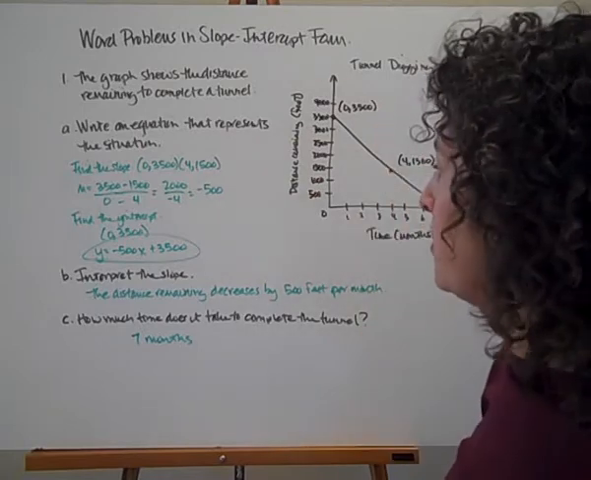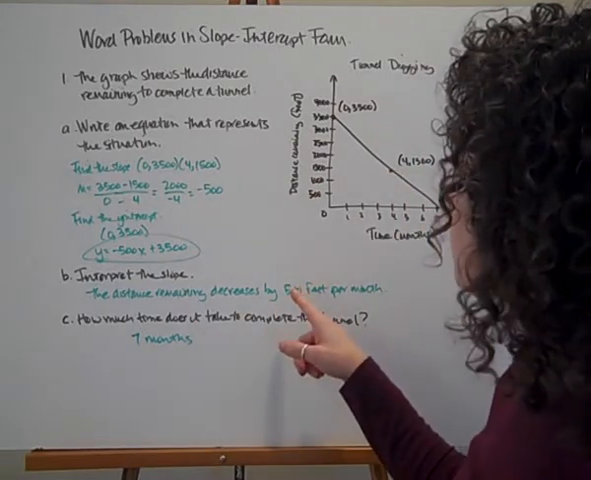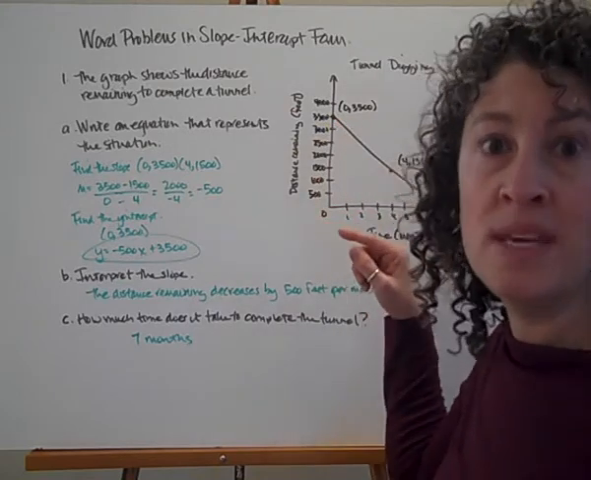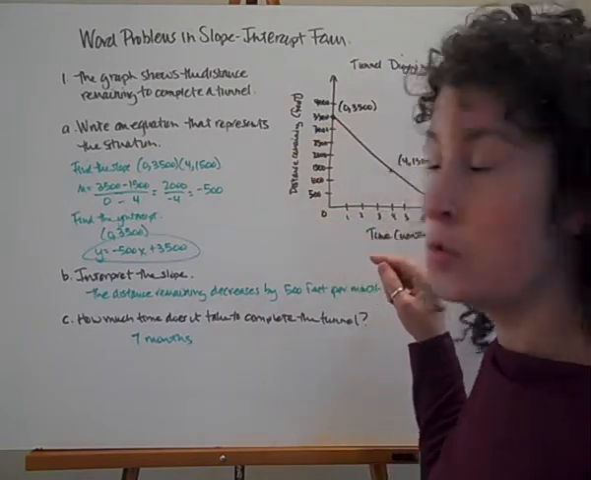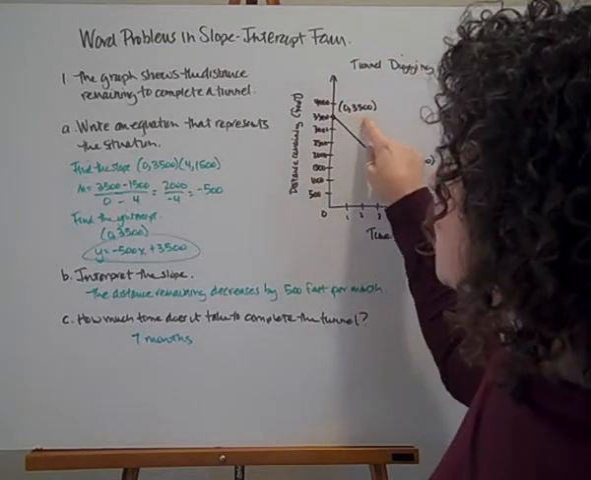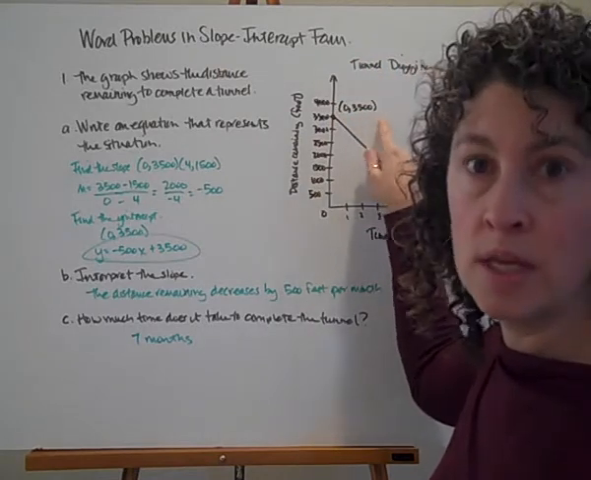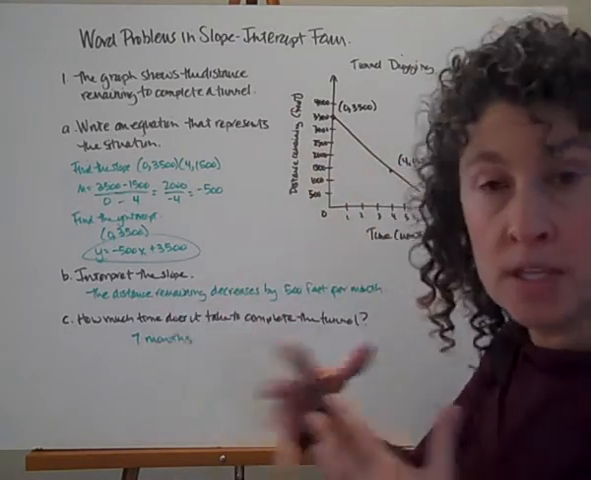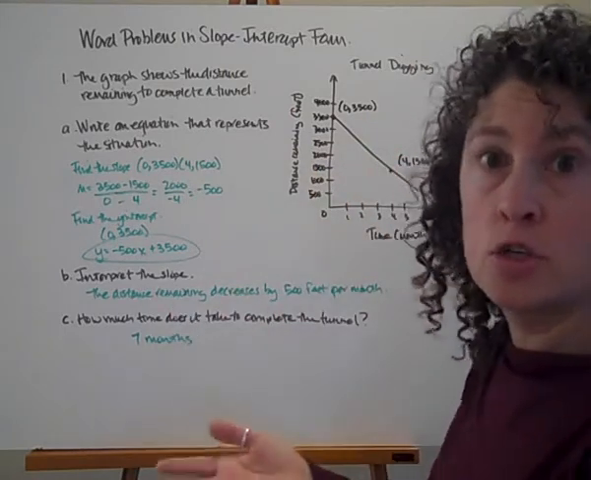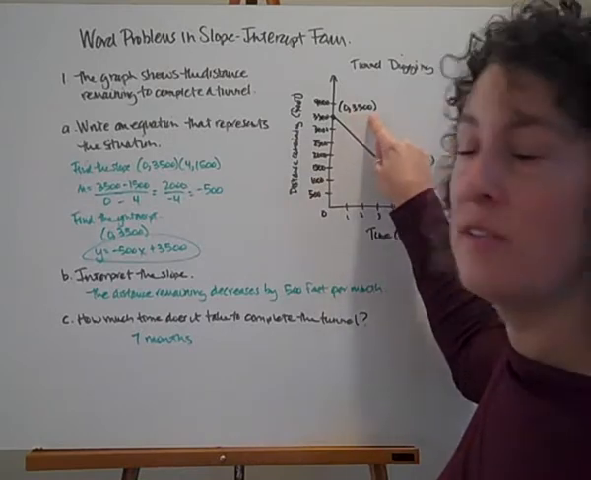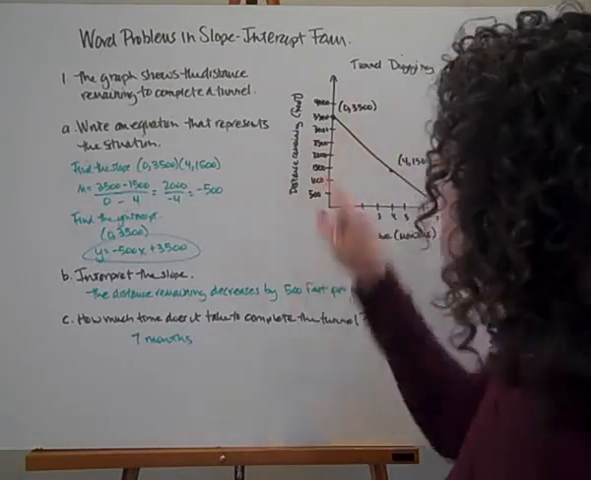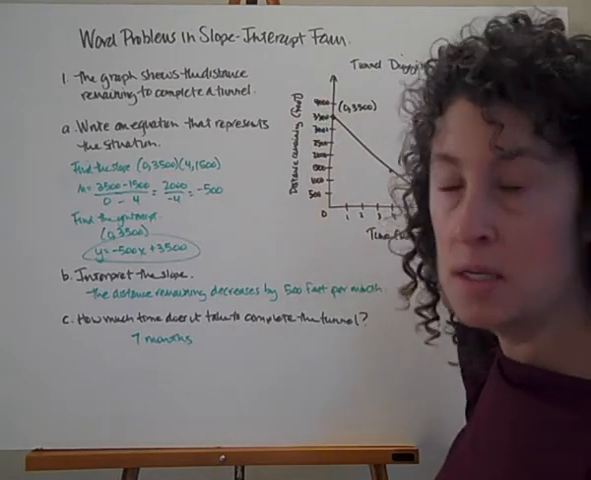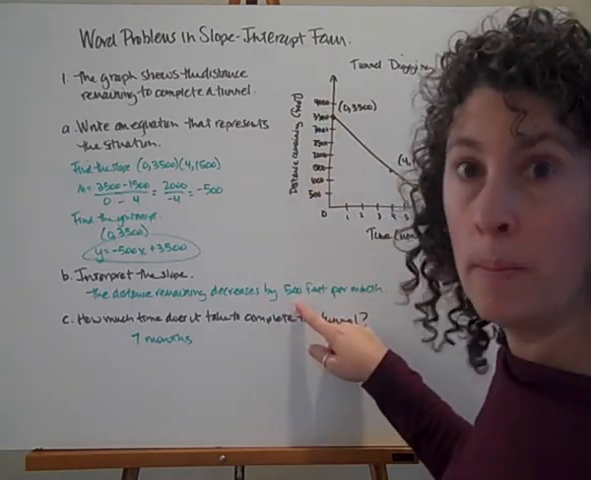Remember, our label on our rate is always y over x, just like our slope. So feet per month. If we talked about what our y-intercept means, remember our y-intercept always talks about the beginning, kind of the start of our story. So at the start of our story, this tunnel is going to be 3,500 feet. That's how many feet they need to dig to complete this tunnel. Maybe it's not the whole tunnel, but that's how many they have left to do in this particular project. So they're starting with 3,500 feet to finish this tunnel, and the amount of feet that they need to finish the tunnel is decreasing as they continue to dig at 500 feet per month.